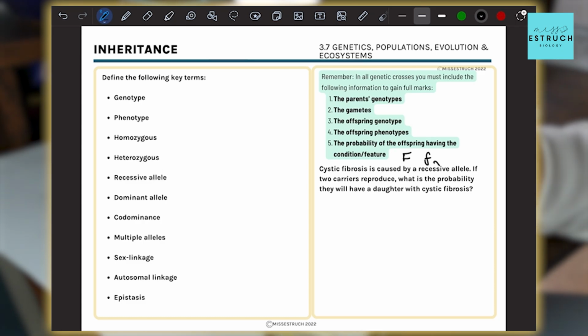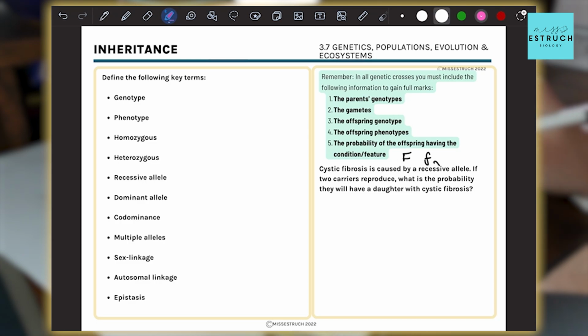So let's just pick out that key thing that we need to be aware of. A daughter with cystic fibrosis. Now, this isn't a sex-linked condition. You don't know that because it's not on the spec. But if it was a sex-linked condition, they would have to tell you. So the fact that they're saying daughter isn't implying it's sex-linked. It means that you're going to have to do a genetic cross to work out the probability of cystic fibrosis, and then 50% of that, because it's 50% probability of having a daughter versus a son.